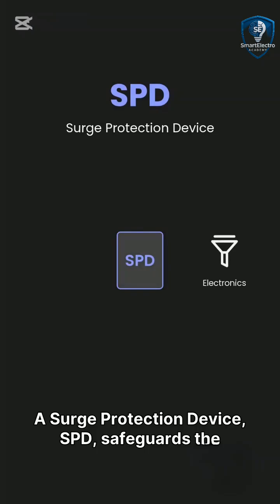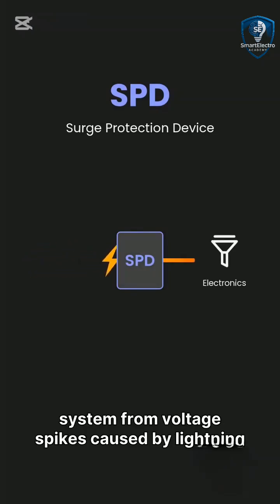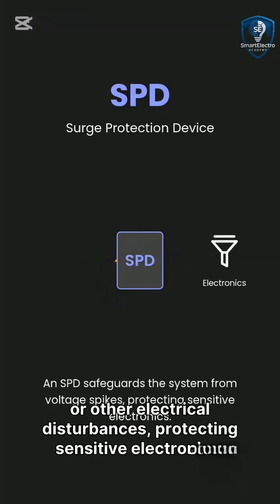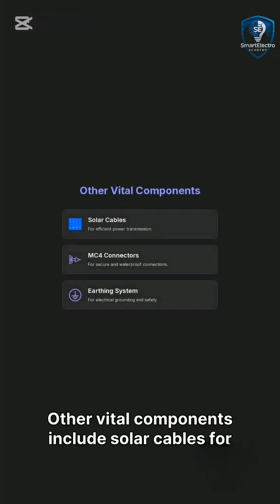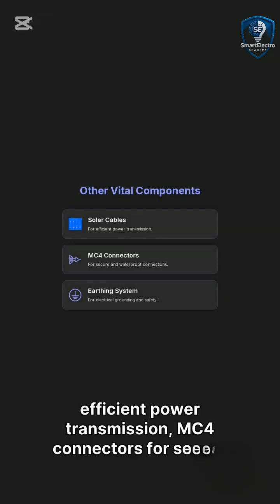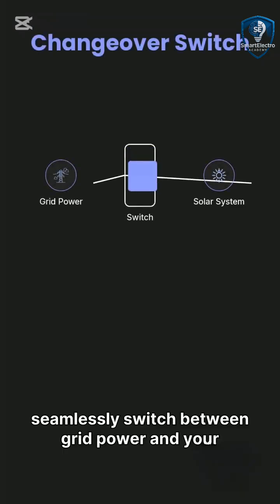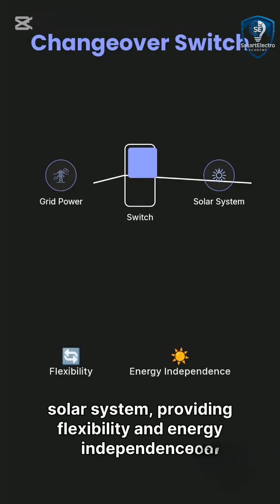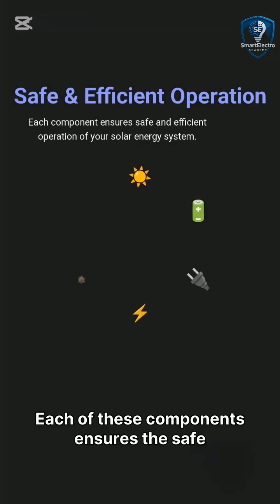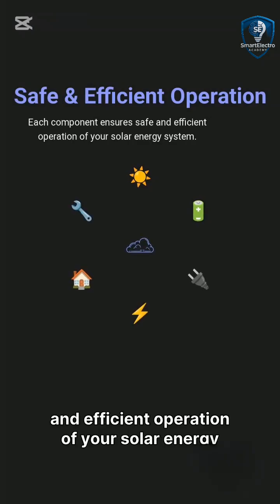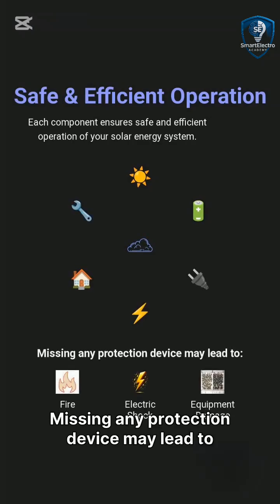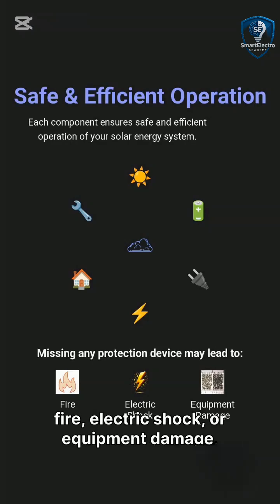A Surge Protection Device, SPD, safeguards the system from voltage spikes caused by lightning or other electrical disturbances, protecting sensitive electronics. Other vital components include solar cables for efficient power transmission, MC4 connectors for secure and waterproof connections, and an earthing system for grounding. Finally, a changeover switch allows you to seamlessly switch between grid power and your solar system, providing flexibility and energy independence. Each of these components ensures the safe and efficient operation of your solar energy system. Missing any protection device may lead to fire, electric shock, or equipment damage.